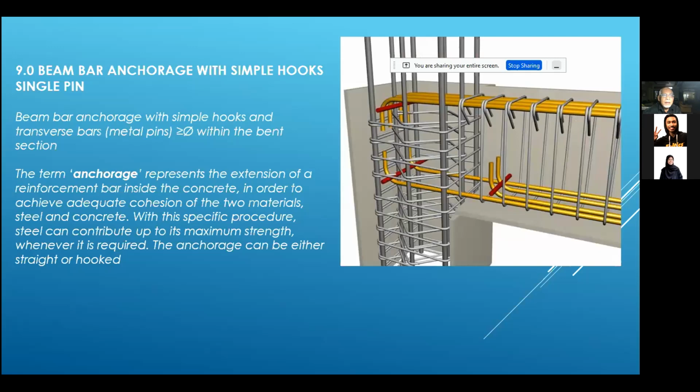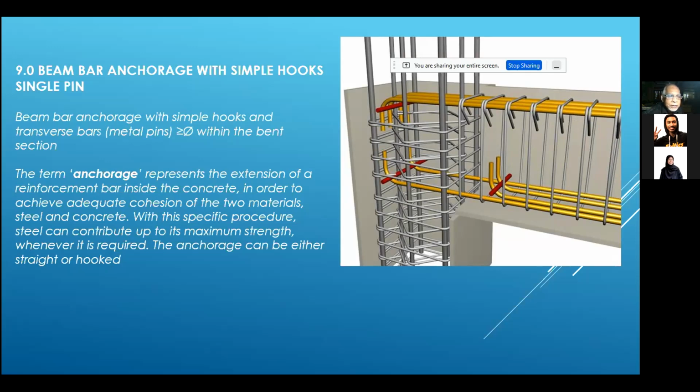So this is just another detail. I saw quite a nice drawing actually. This is some of the detailed joint, where the beam bar is anchored with simple pin hooks and a transverse bar within the bend section. This is the red pin there. The term anchorage represents the extension of the reinforcement bar inside the concrete.